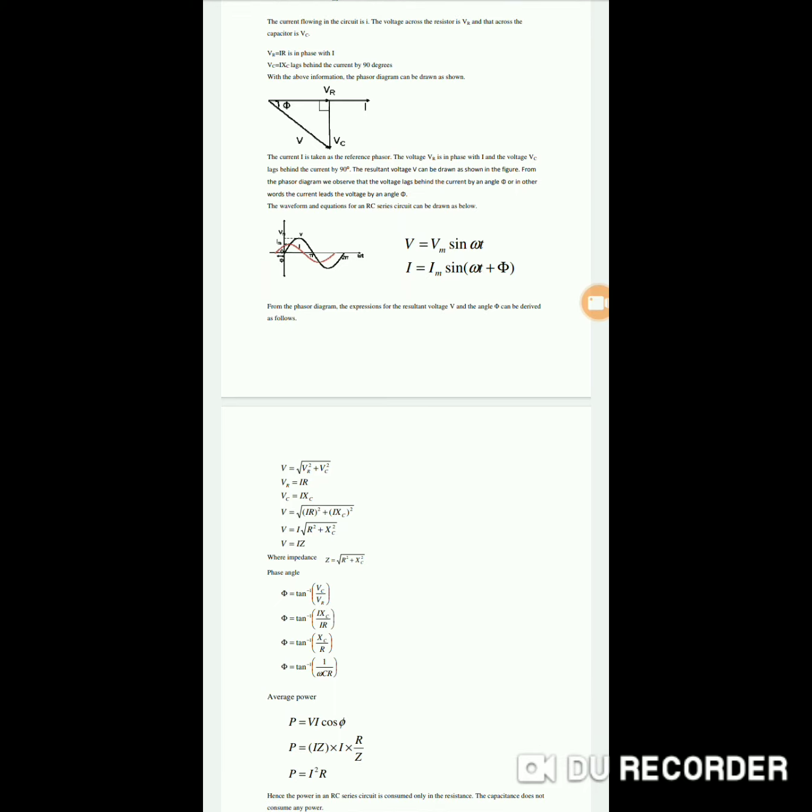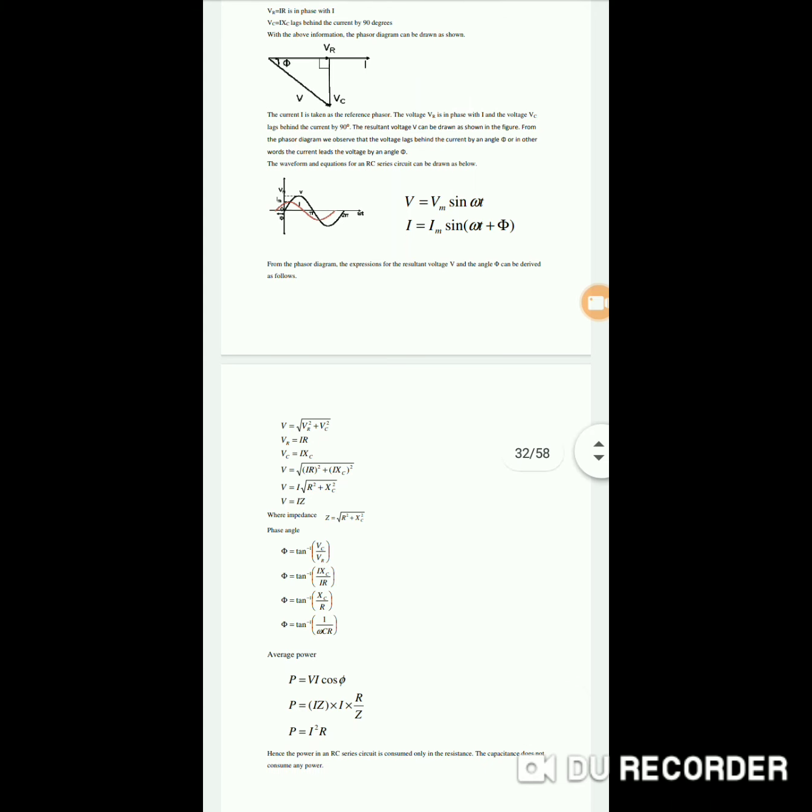So phi is equal to tan inverse of 1 divided by omega C into R. Why? Because XC can be written as 1 divided by omega into C. You can understand this if you see the previous videos on pure capacitance, where I wrote 1 divided by omega C instead of XC. So the final expression is phi equals tan inverse of 1 divided by omega C R.